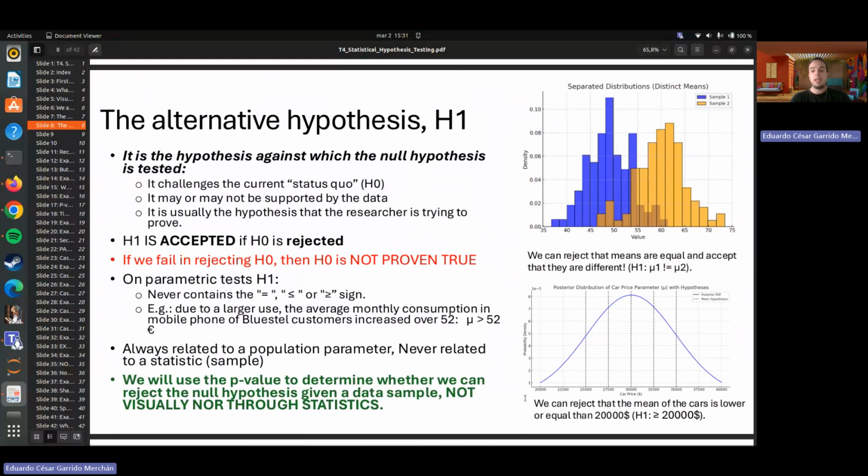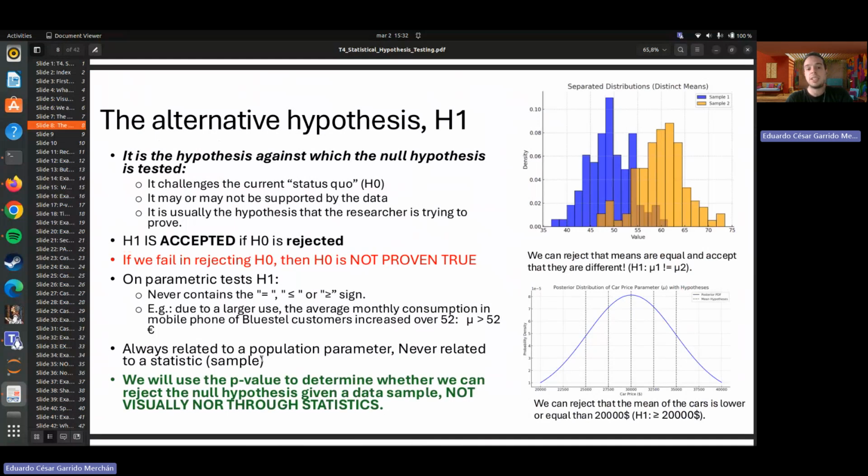Another example. The proportion of people that go to event 1 is equal to the proportion of people that go to event 2. Okay, so the alternative hypothesis would be the proportion of people that go to event 1 is different than the proportion of people that go to event 2. And always the parameters, and always the equal sign in the null hypothesis, not in the alternative hypothesis.